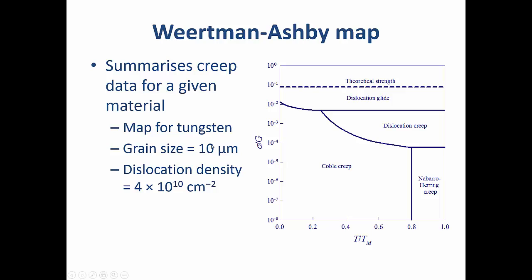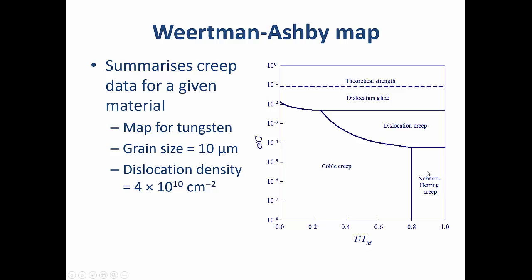So what we are plotting here is sigma over G, the applied stress divided by the shear modulus, versus the homologous temperature, and I've shown the particular case for tungsten with a grain size of 10 microns and a dislocation density of 4 times 10 to the 10 centimeters to the minus 2. We'll see that we have various regions marked.